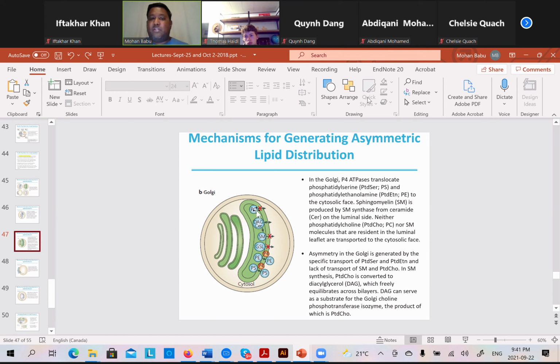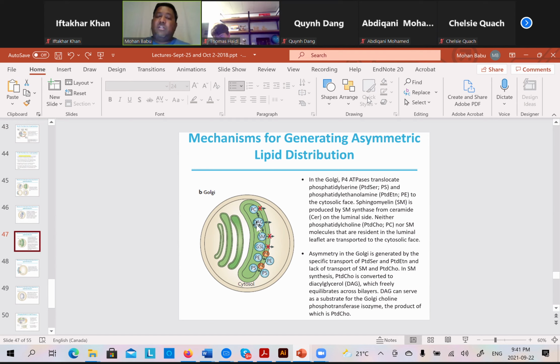You can see that the arrows are going in both directions because this freely equilibrates, okay, that's why the arrows are going in both directions. But now this diacylglycerol can serve as a substrate for the Golgi choline phosphotransferase, okay. So there's a conversion of PC to diacylglycerol, and the diacylglycerol serves as a substrate, and that's why it goes back to the PC. Okay, so it goes both ways. There's an equilibration happening here.